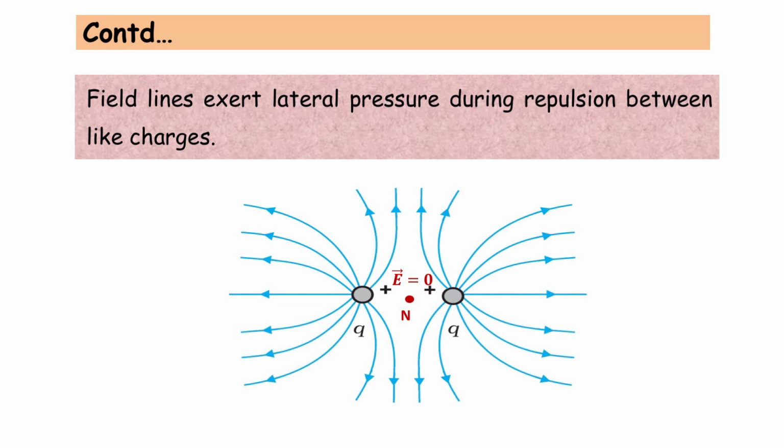When two like charges are present, due to lateral pressure they repel each other, and this shows force of repulsion. See, in the middle point of two like charges, that is the point N, N is called neutral point or null point. At that point no electric field lines are there, that means their electric field is 0. So, that point is called neutral or null point.